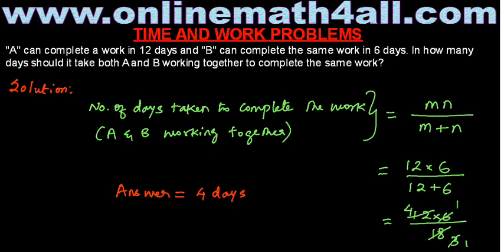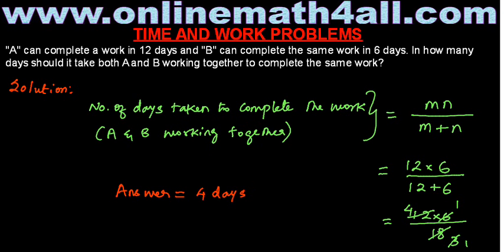In this particular problem, m stands for the number of days taken by A, so m is equal to 12, and n stands for the number of days taken by B, so n is equal to 6. So I plug m equal to 12 and n equal to 6 into the formula mn over m plus n. We just have to simplify, then we get the answer, 4 days. Whenever you want to find the number of days taken by two persons working together to complete the same work, this is the formula you have to apply.